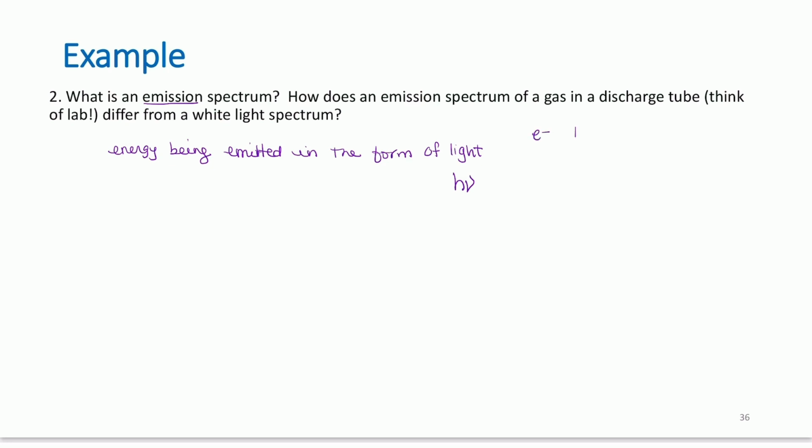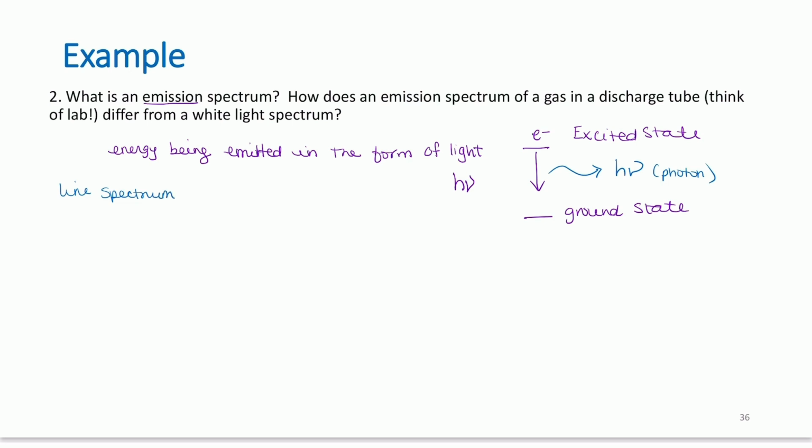So the electron travels from the excited state back down to the ground state, and when it does that, it releases a photon. Again, we use h nu to represent a photon because that's going to represent the energy of the specific photon being released. So line spectrum is what we see from a gas discharge tube.